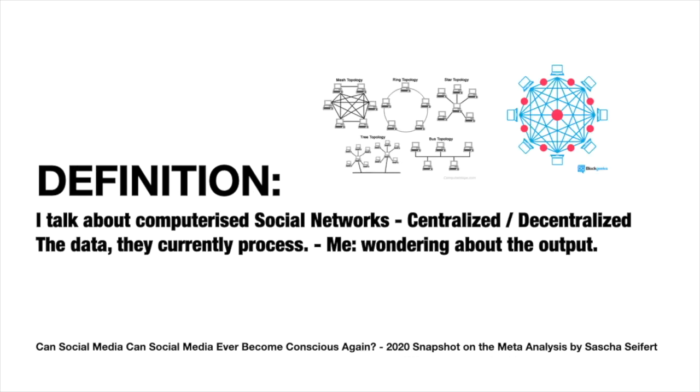So for now, my definition for what I'm talking here is that I'm talking about computerized social networks that might work centralized or decentralized, and about the data they are processing, and I'm wondering about the output it has. And the output it is delivering as a feedback loop towards humans.